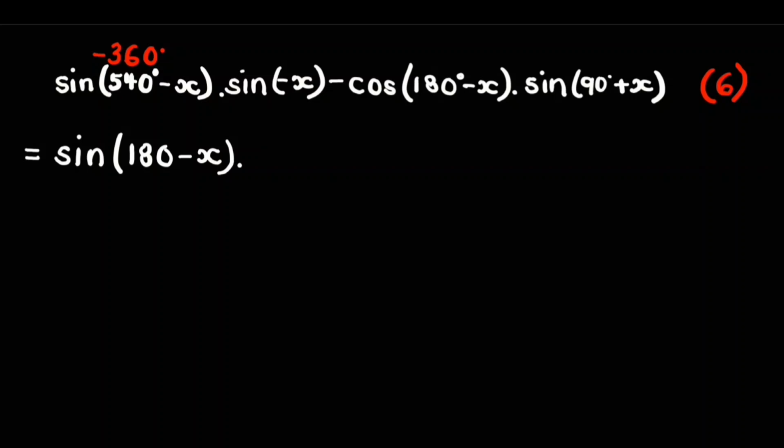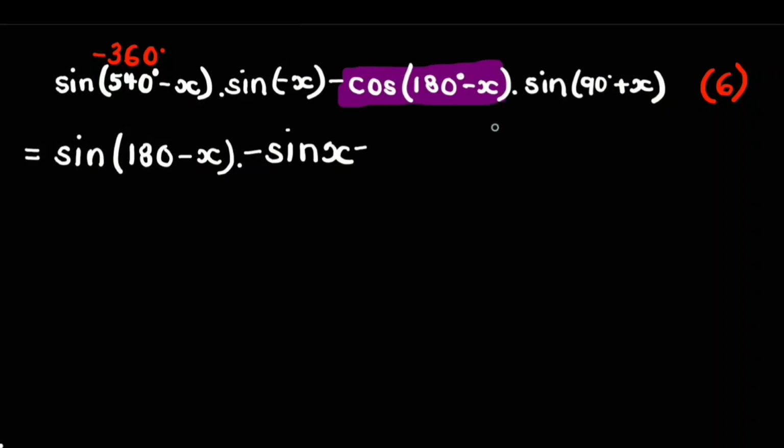So 540 minus 360 reduces to 180. We now have sine of 180 minus x. Now that is a reduction formula. We're now focusing on sine of negative x. Remember that sine of a negative angle is equal to minus sine of that angle. So negative angles make sine negative. Now moving on, the question has this negative, so we're just going to bring that down.